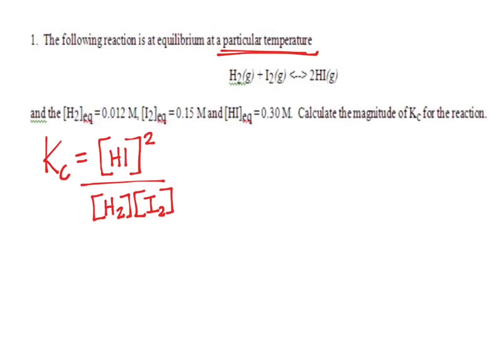Now we're ready to substitute in. So HI has a concentration of 0.30 squared, over H2, which is 0.012, times 0.15. So put that in your calculator and tell me what you get.